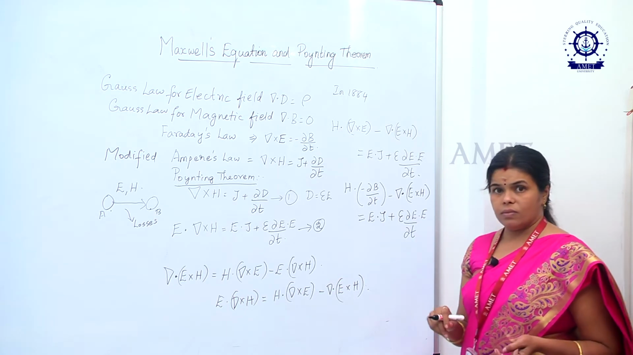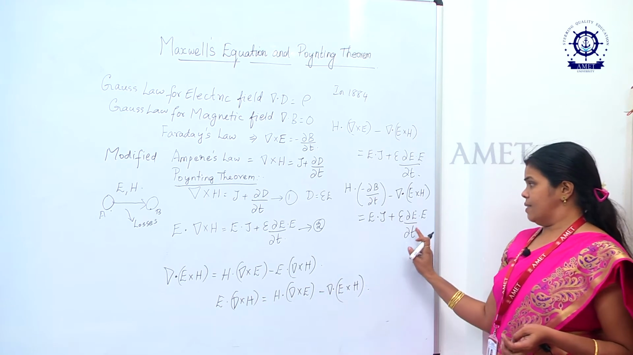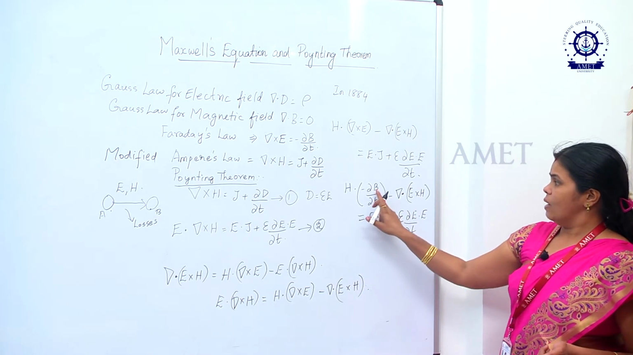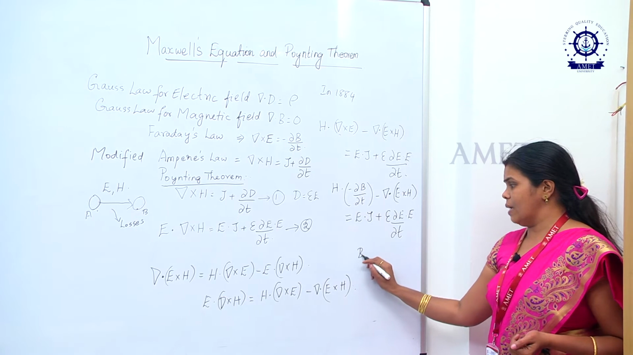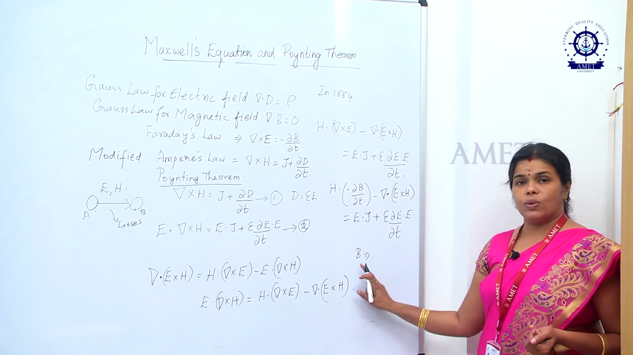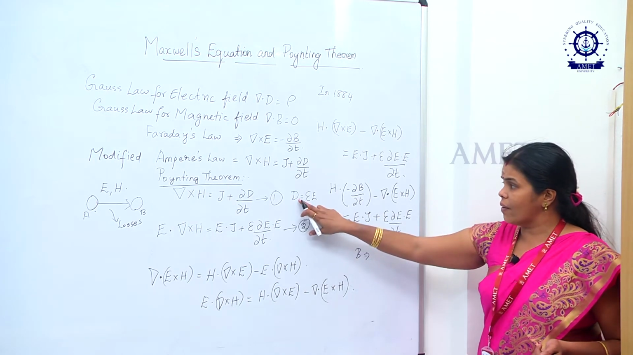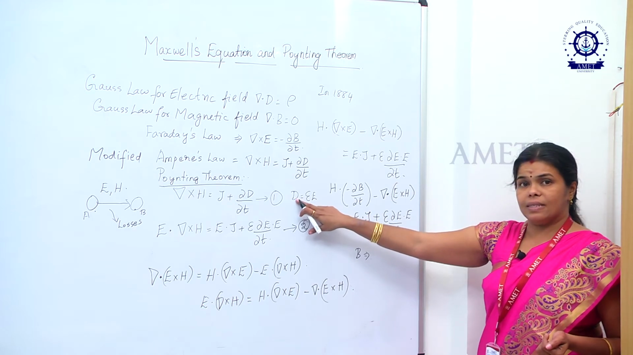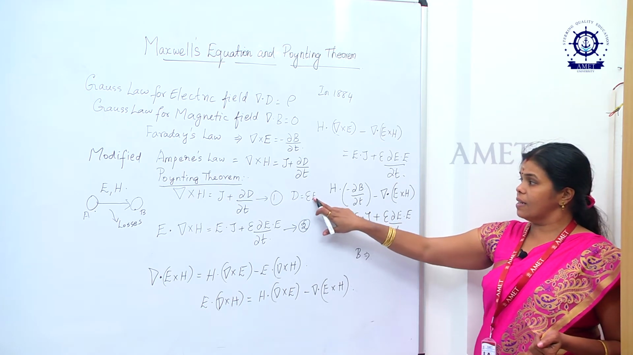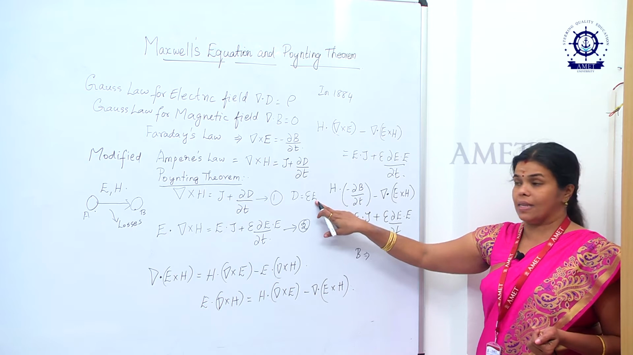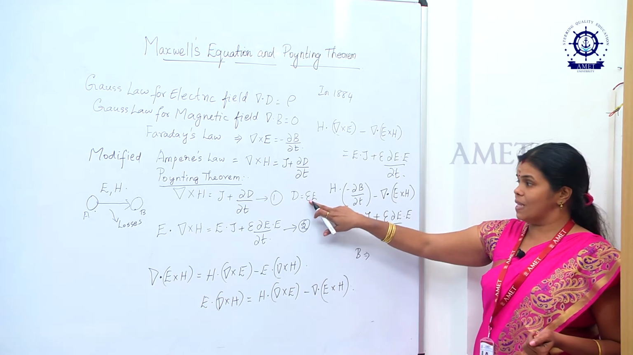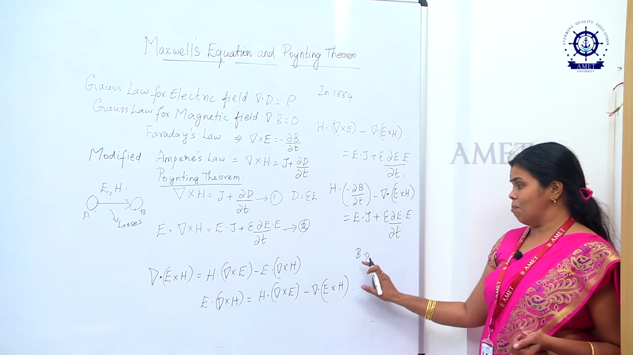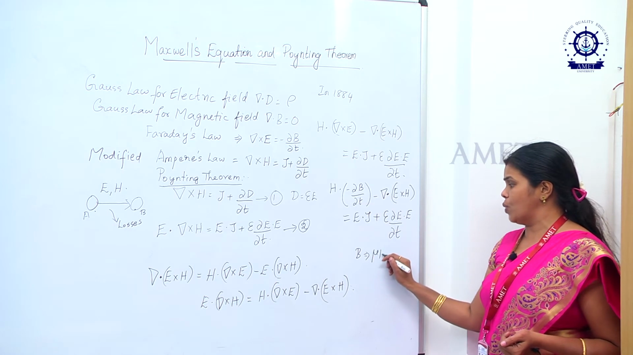Okay. The next thing: what is B? B is actually the magnetic flux density. Similarly, we have the electric flux density, which can be written in terms of electric field intensity, so D is equal to epsilon into E. Similarly, B can be written as mu into H.